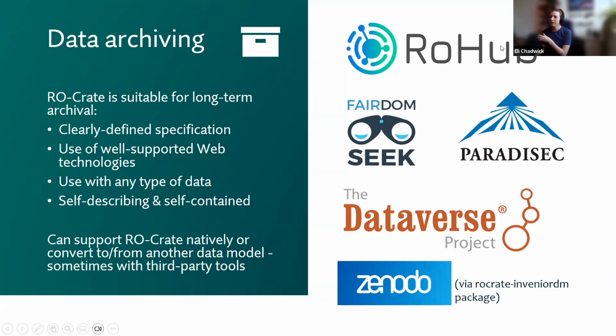And so on the right are a few different logos of a few different platforms that support RO-Crate. Either they support it natively in their data model, or they convert to or from another data model. So FAIRDOM-SEEK is a platform that underpins Workflow Hub, has its own internal data model, but does that conversion to and from RO-Crate, whereas RO Hub uses RO-Crate natively. And then in some cases, you have third-party tools, like we have a Python package that can convert RO-Crates to DataCite format, which is what Zenodo wants to ingest.